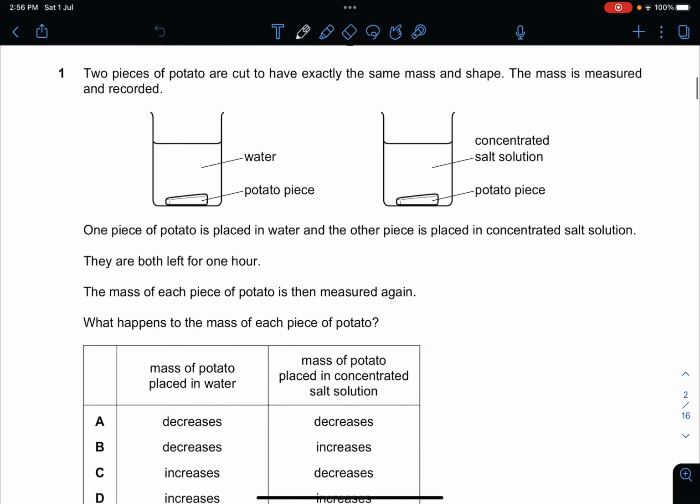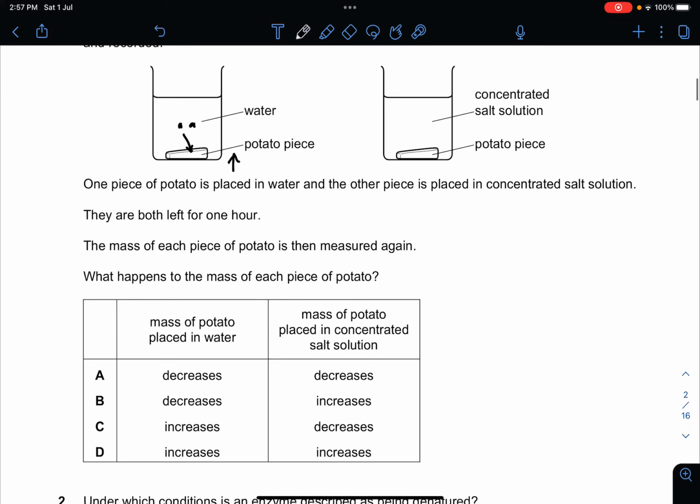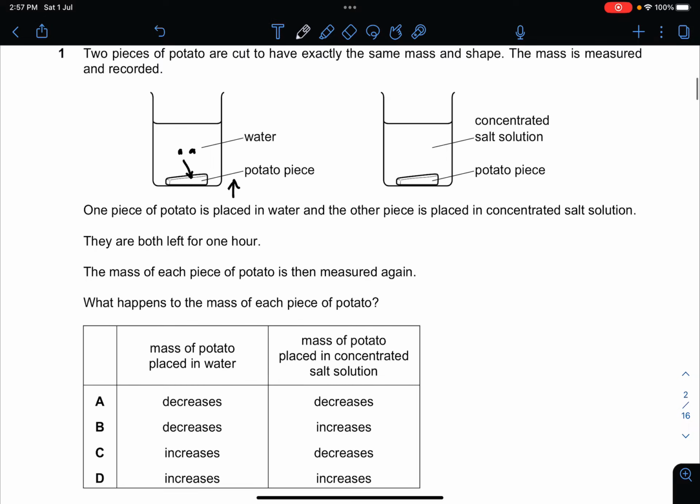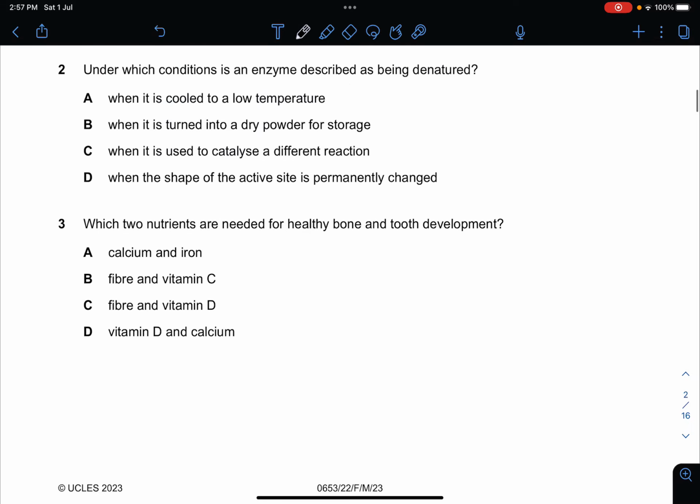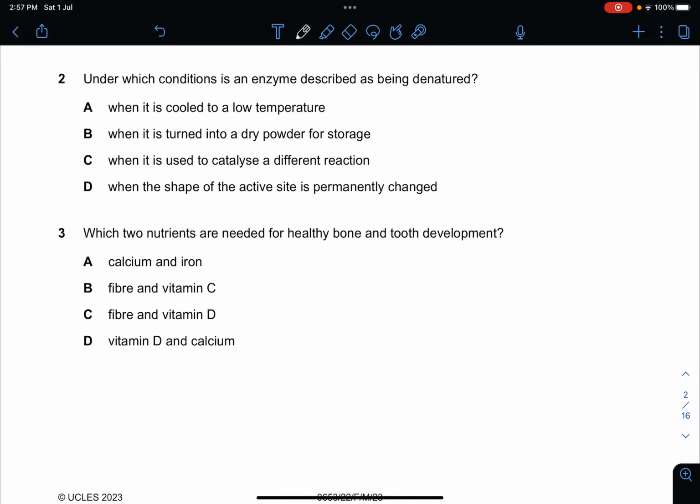Okay, so this is osmosis. So higher water potential to lower water potential. So as more water molecules go in, the mass of the potato piece will increase. And if you put it in a salt solution, the potato piece has a higher water potential and the solution has a lower water potential, therefore water goes out, so the mass will decrease. The answer is C.